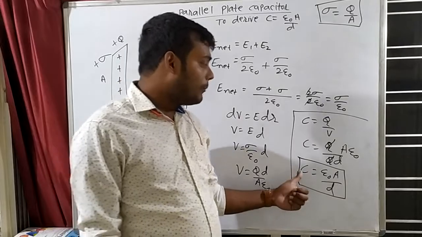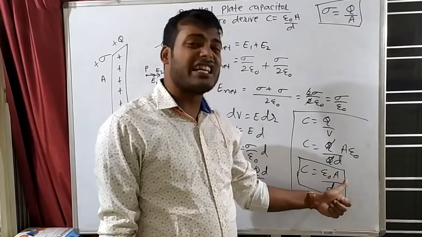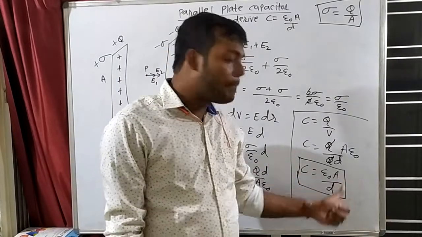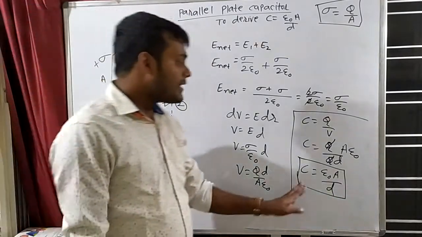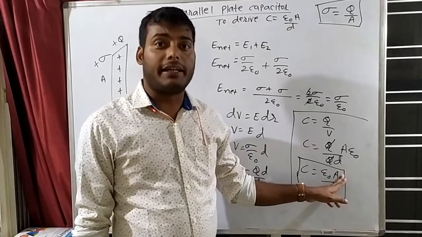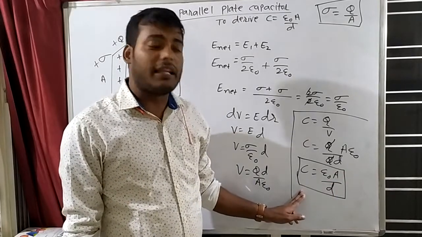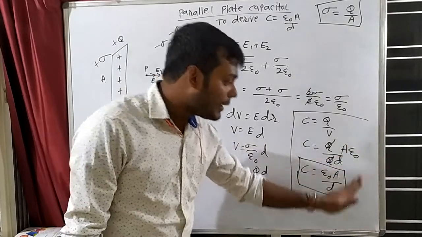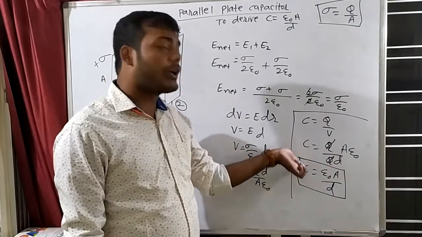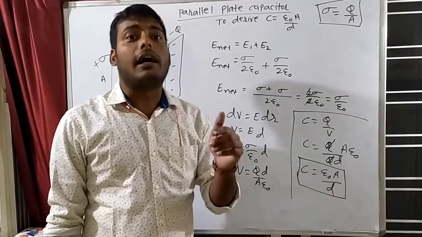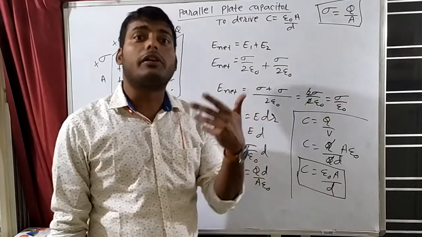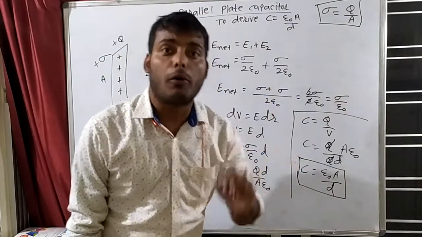Here you can understand one more thing, that capacitance of a capacitor depends on the area of the plate of the capacitor and the distance between the plates. That means if the area of the plate increases, then capacitance will increase, directly proportional, and if the distance between the plates decreases, then also capacitance will increase. That means for making a good capacitor. What is the meaning of good capacitor? Good capacitor means those capacitors which can store more charge.